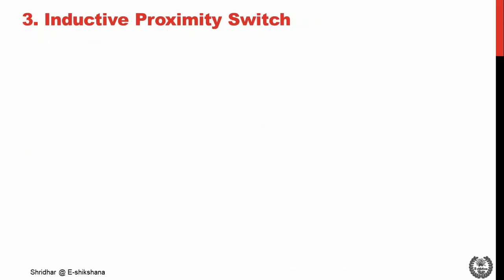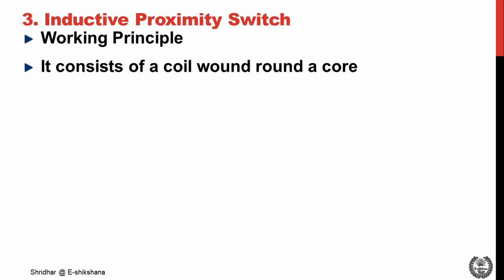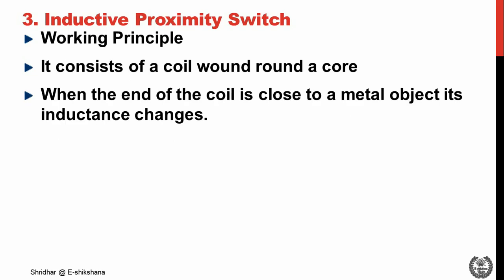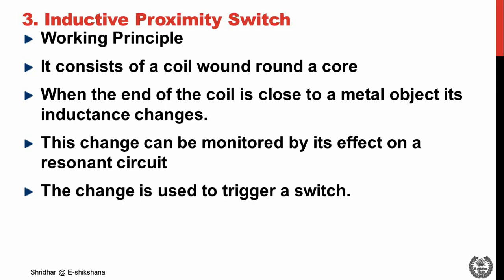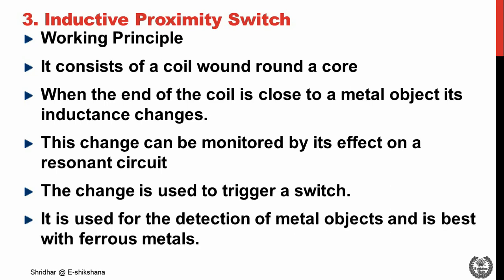Next, we'll discuss the inductive proximity switch. An inductive proximity switch consists of a coil wound on a core. When the end of the coil is close to a metal object, its inductance changes. This change can be monitored by its effect on a resonant circuit, and the change is used to trigger a switch. It can only be used for detection of metal objects and is best with ferrous metal.